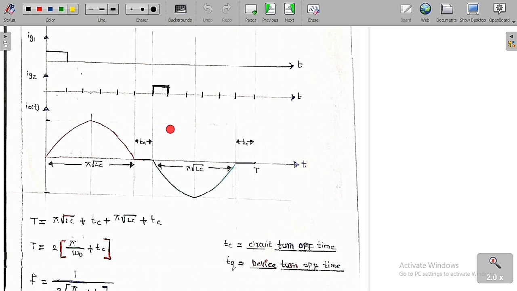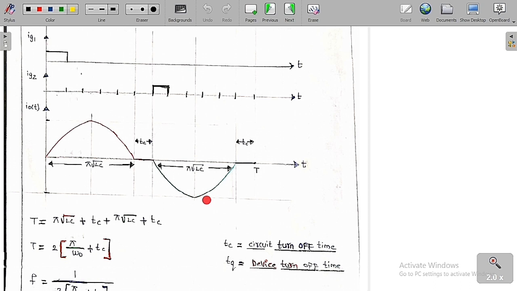Whenever I turn on T2, the current will flow in the reverse fashion, because now the capacitor is going to deliver the energy to the inductor. Because of that the current is going to change its direction, which is i0 of t equal to minus ICP into sine omega naught t, where ICP is equal to Vs into under root of C by L, and again omega naught is equal to 1 by under root LC. So now the current will be the negative of the previous one.